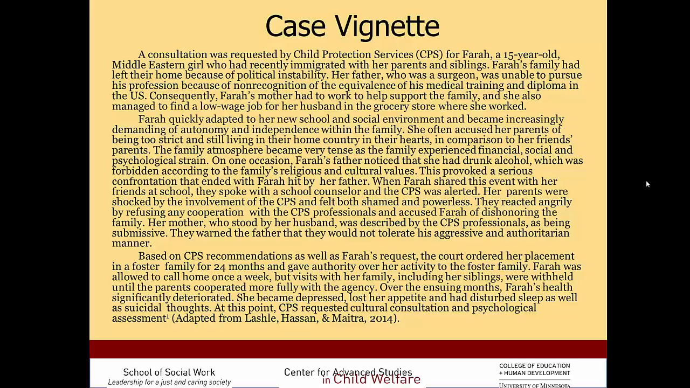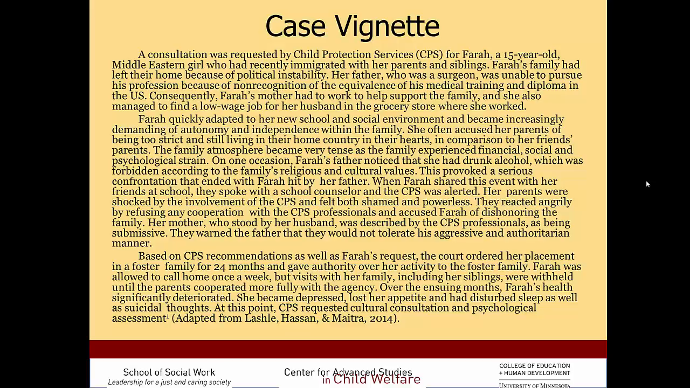Farah, the 15-year-old girl, quickly adapted to her new school and social environment and became increasingly demanding of autonomy and independence within the family. She often accused her parents of being too strict and still living in their home country in their hearts, in comparison to her friends' parents. The family atmosphere became very tense as the family experienced financial, social, and psychological strain.